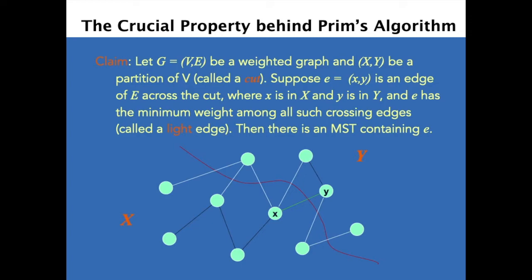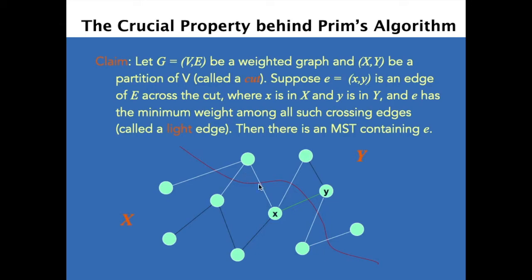So the crucial property behind the correctness of Prim's algorithm is this claim. So suppose we have a graph that has vertices that is partitioned into two parts. So we have a set of vertices na X, and we have a set of vertices na Y. And suppose you partition the graph into two, you can highlight some of the edges that pass through from one part to the other.